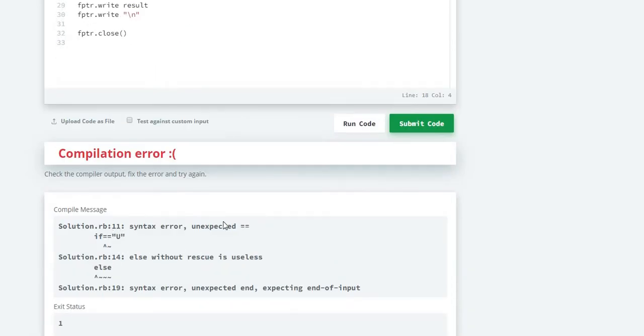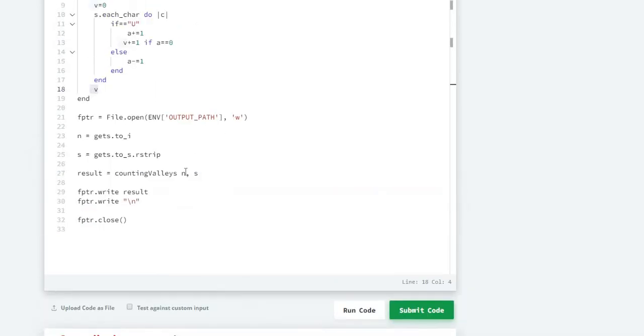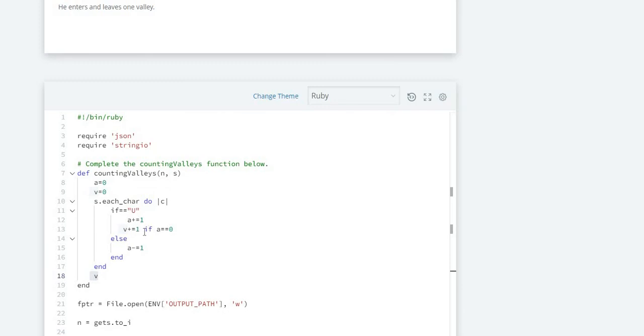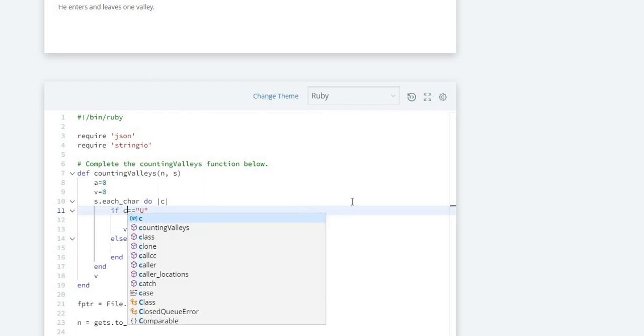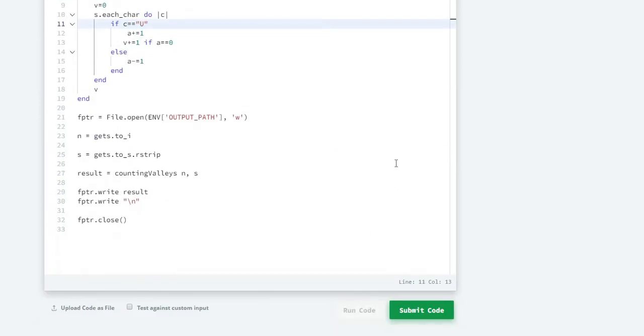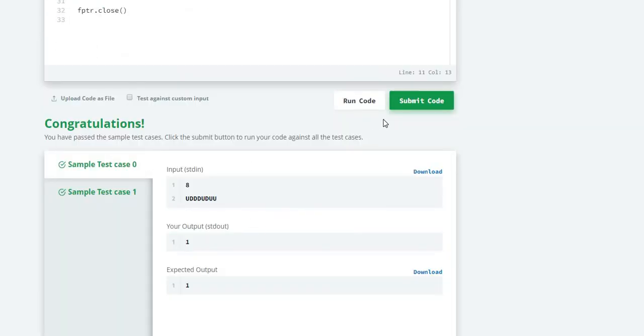There is an error here. Let's check it. Yes, if c is equal to U, we forgot to use the equals sign. Yes, it's working.